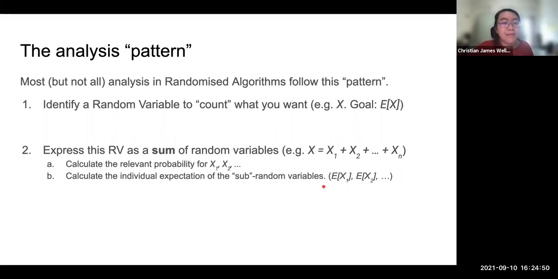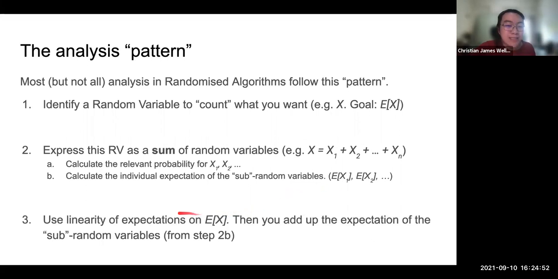Then finally, use linearity of expectation on E of x. Then you can distribute the expectation to x1, x2, all the way to xn. So it can be E of x1, E of x2, all the way to E of xn. Then because you have calculated their individual expectation, you add them up. So keep this pattern in mind. I will show it later in the slides as we go through an example.